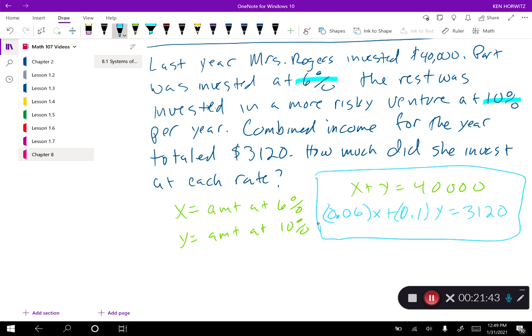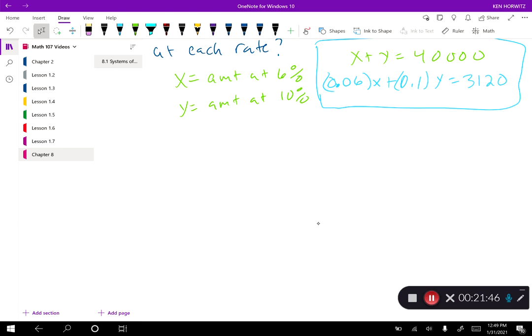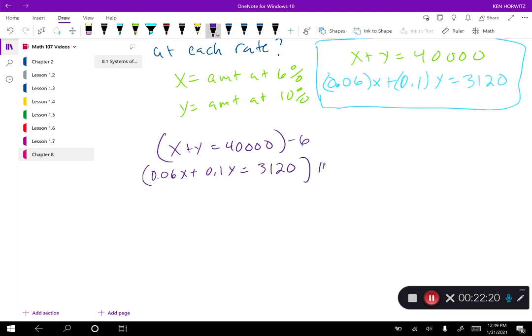All right, so now the problem is how do you solve it? Well, you could do it either way. If you wanted to take the first equation and solve it for x or y, you could. I'm going to use the elimination method just because I want to. So I'm going to change the color and rewrite: 0.06x plus 0.1y equals 3,120. And I'm going to multiply the top equation times -6 and the bottom equation times 100.